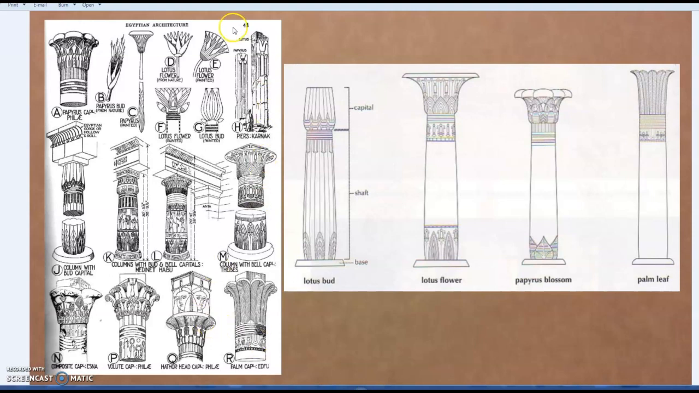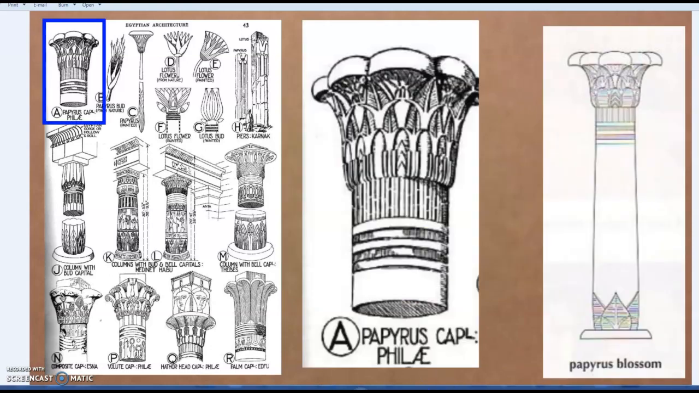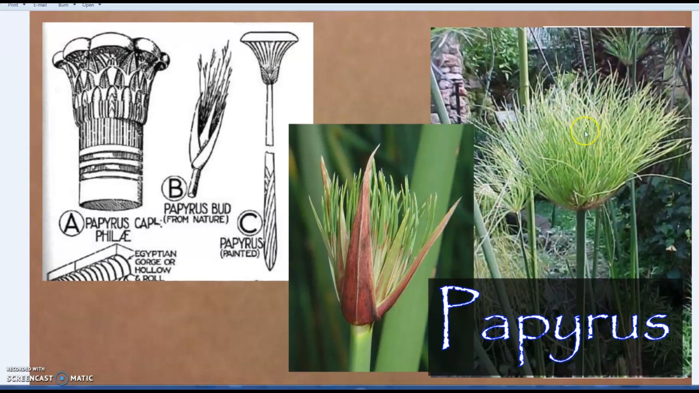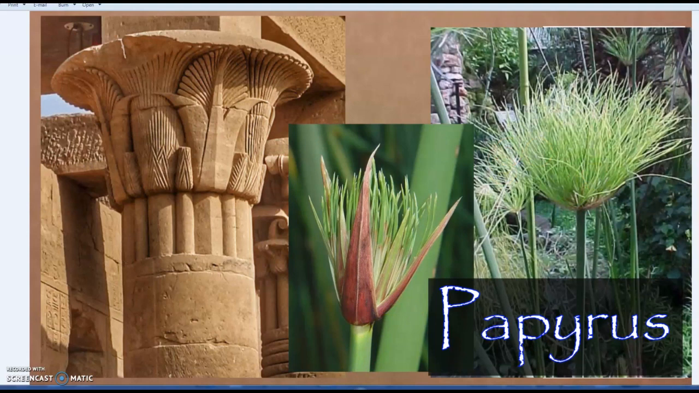So here we see some Egyptian columns, but the main grouping: we have the lotus bud, the lotus flower, the papyrus blossom, and the palm leaf column. So focus in on the papyrus, and that's a papyrus plant. It's of course where they make papyrus, the paper material that they used to write on, and we see the papyrus bud, an opening bud, and the actual open papyrus. Now it's an important feature. Another one of the main traditional forms of Egyptian columns and decoration is the papyrus.